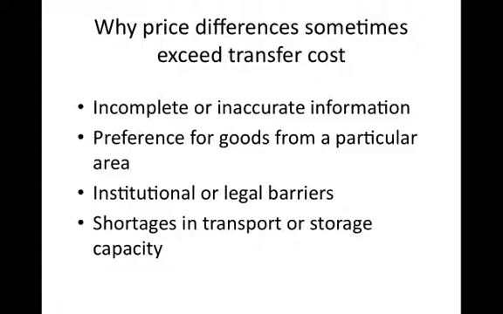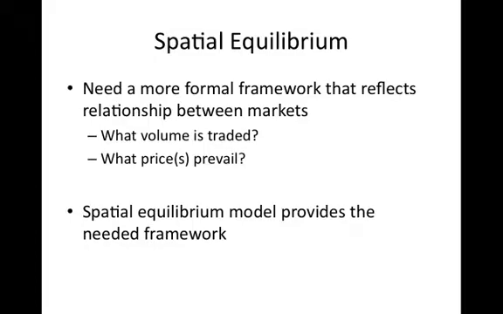Now, all of this is leading into something that's more broadly applicable to agricultural markets, and that's called spatial equilibrium. All spatial equilibrium is about is how you discover the price that might prevail in two separate markets and the volume of trade that would occur between those two separate markets given that price. To do this, we need a little more formal framework that reflects the relationship between markets. Ultimately, what we're trying to do is determine the volume that's traded and what price will prevail in the marketplace. And the spatial equilibrium model we're about to talk about provides that needed framework.